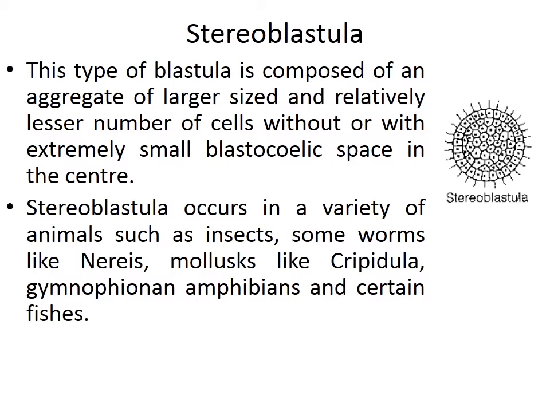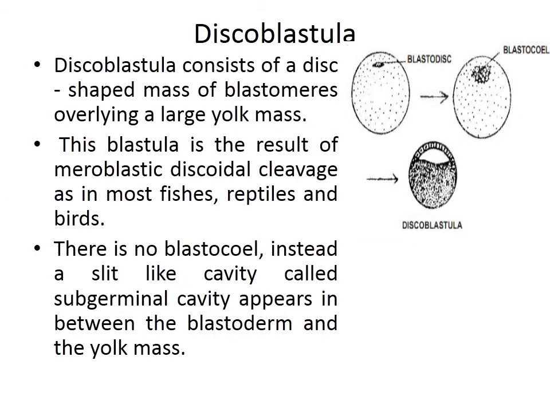Stereoblastula. This type of blastula is composed of an aggregate of larger sized and relatively lesser number of cells without or with a small blastocelic space in the center. Stereoblastula occurs in a variety of animals such as insects, some worms like Nereis, mollusks like Crepidula, gymnophonian amphibians, and certain fishes. Whereas discoblastula consists of a disc-shaped mass of blastomeres overlying a large yolk mass.